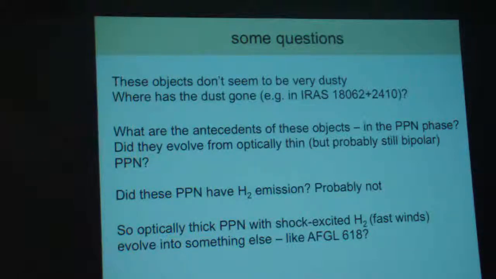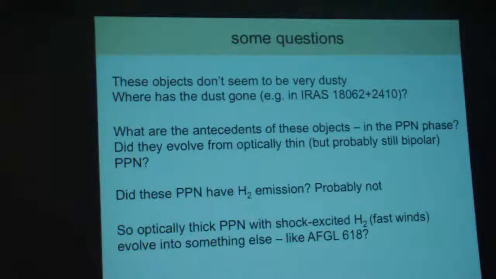And what sort of objects did these targets evolve from? What do they look like in the PPN phase? What were their antecedents, basically? Did they evolve from optically thin PPN? They must have probably been bipolar, because we often see bipolar structures in molecular hydrogen. But none of the stars are obscured at this stage by dense disks or tori, they're very visible. And in the PPN stage, did they have H2? They probably didn't, because H2 in the PPN stage relies on fast collimated outflows from shocks.